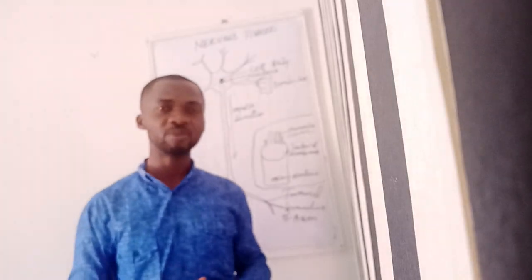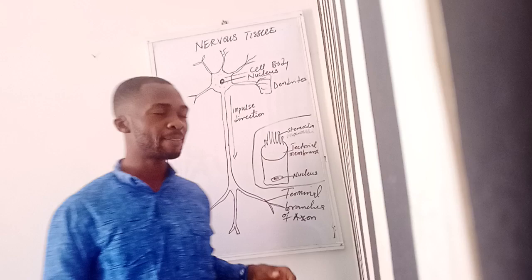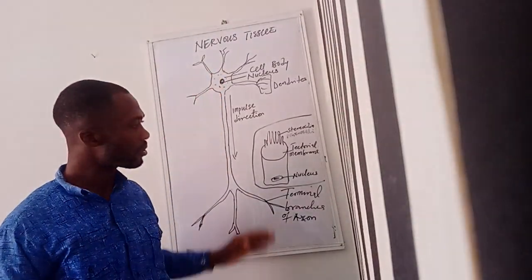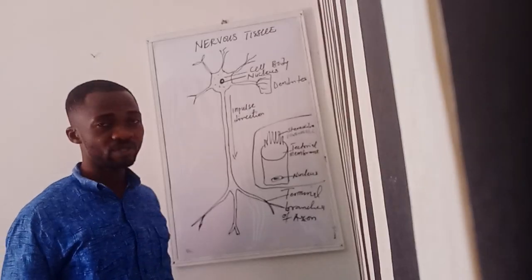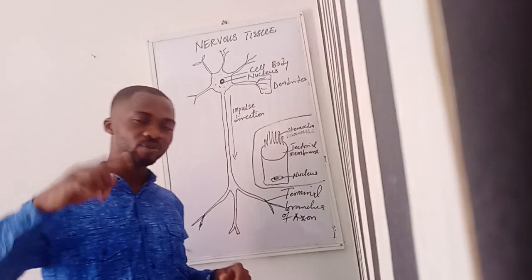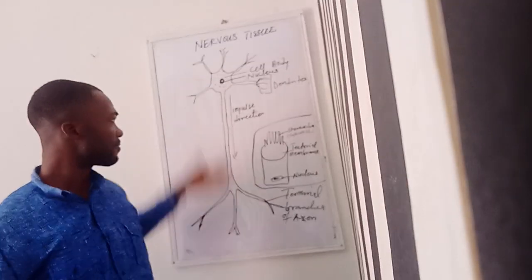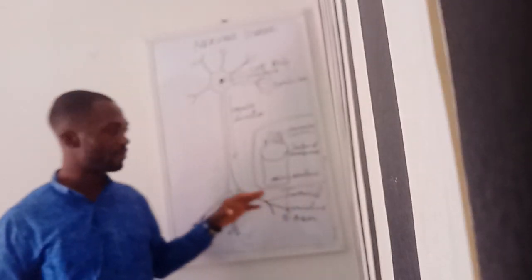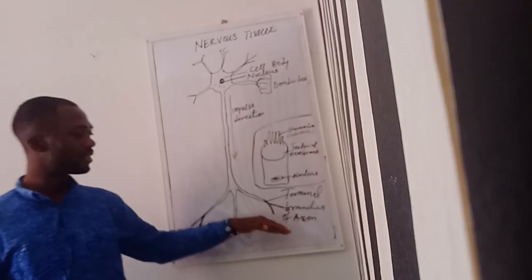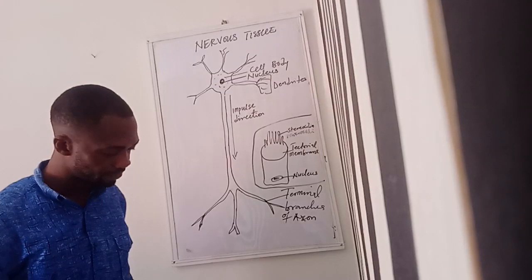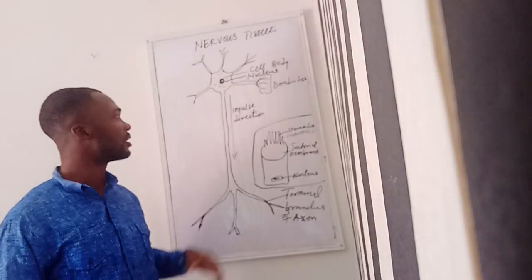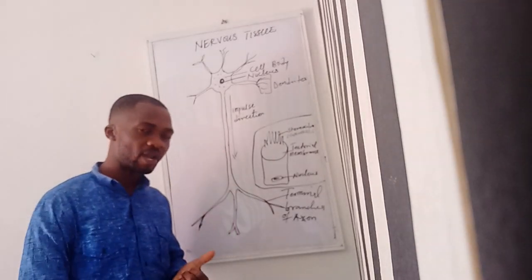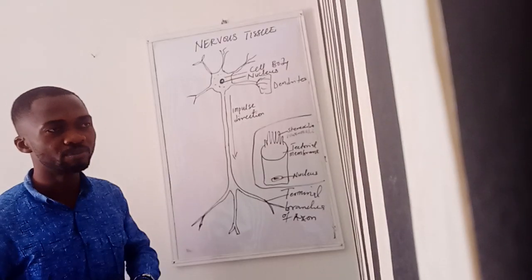Once the processing is over, the signal or the information leads through the axon. This is the terminal branches of the axon. The axon conducts action potential away from the nerve cell. That's the function of the axon. So please note that these are the three main parts of the nerve cell: the axon, the dendrite, and the cell body.